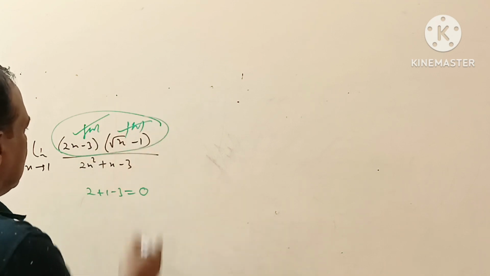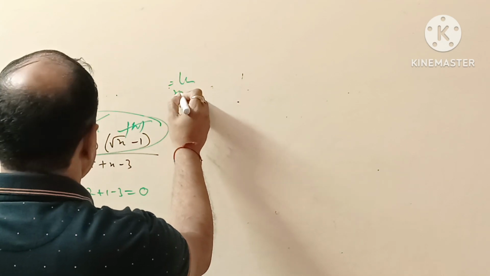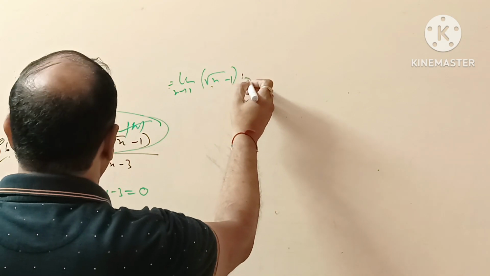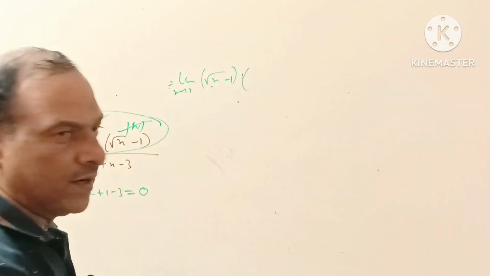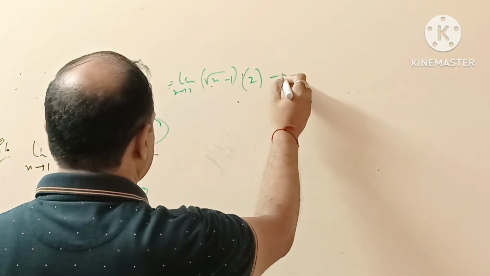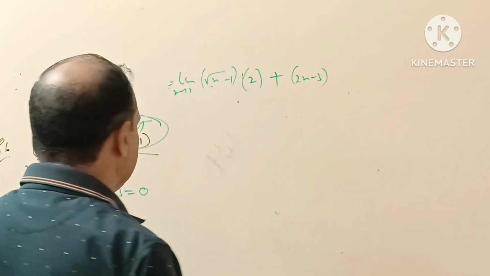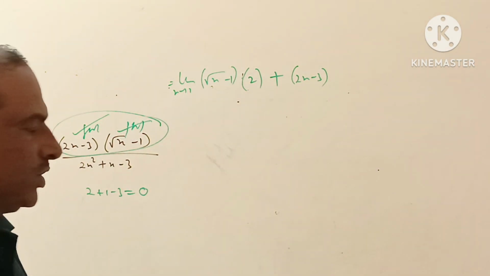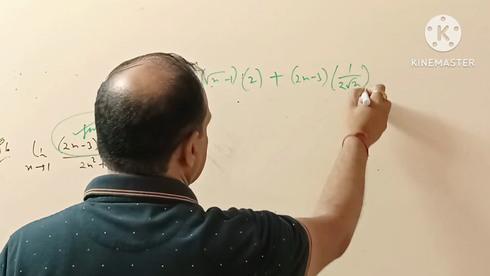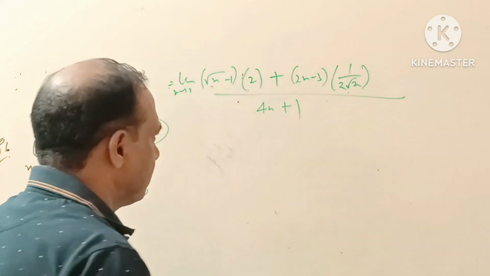here this is g(x). For differentiating it, I can write limit x tends to 1. I have to keep under root x minus 1 as it is, and I have to differentiate 2x minus 3, and on differentiating 2x minus 3 I will be having 2, and then there comes the sign of positive. In the first bracket I will be having 2x minus 3, and in the second bracket I have to differentiate square root of x minus 1, which will be 1 over 2 root x. In the denominator part this is 4x plus 1.